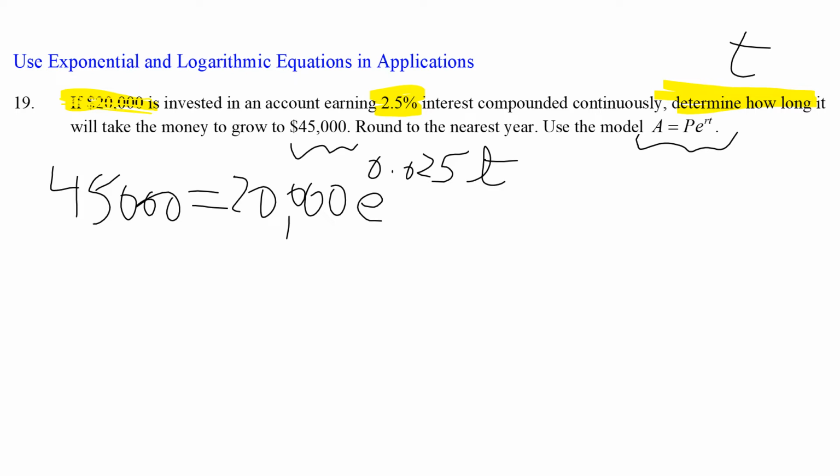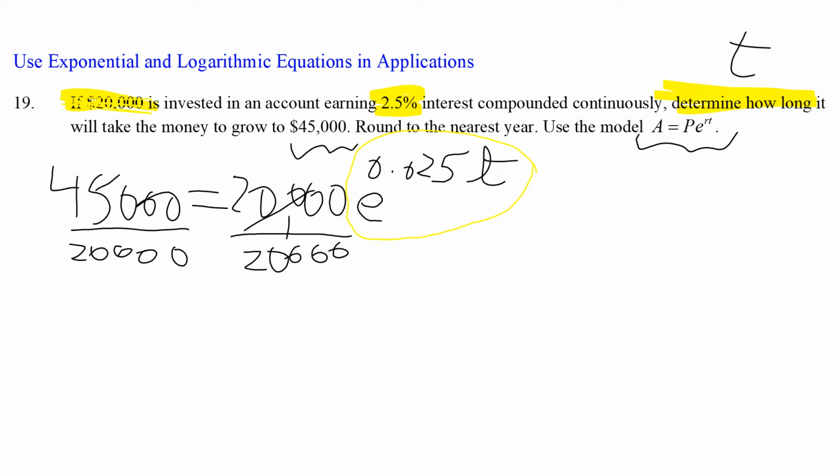So in order for us to solve for t, I'm going to have to isolate this exponential expression. To do so, I'm going to divide by 20,000, just to get rid of that. So I end up with e to the 0.025t is equal to, and if you use your calculator to divide 45,000 by 20,000, you get 2.25.